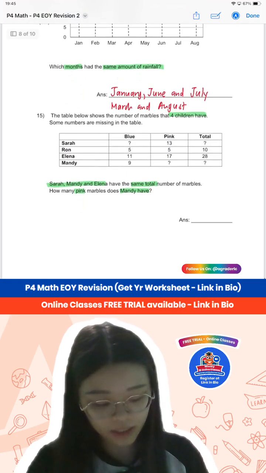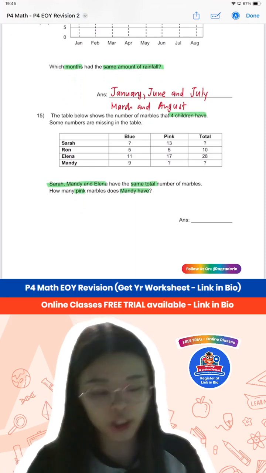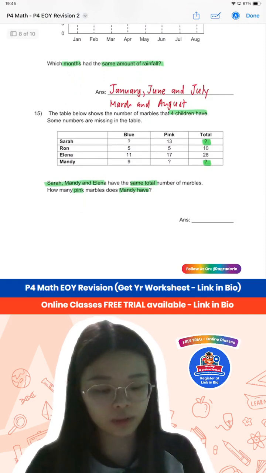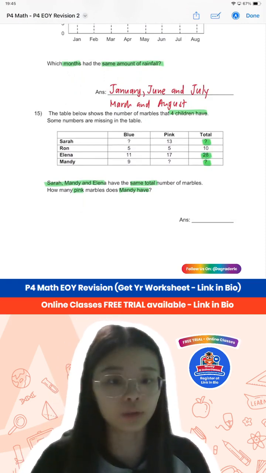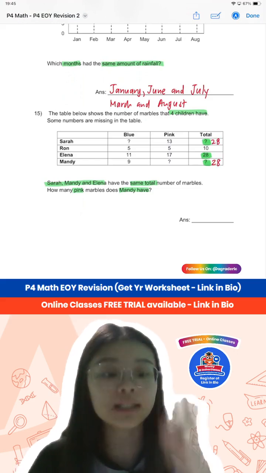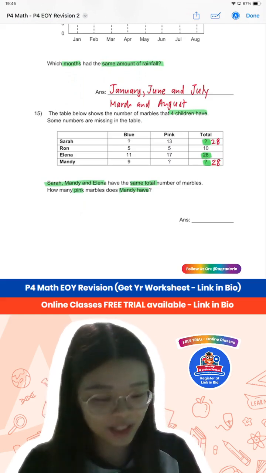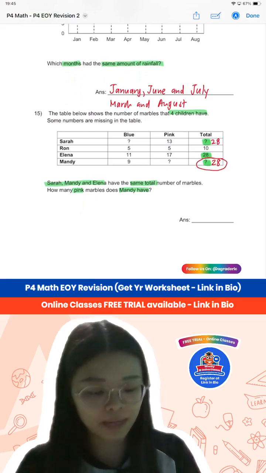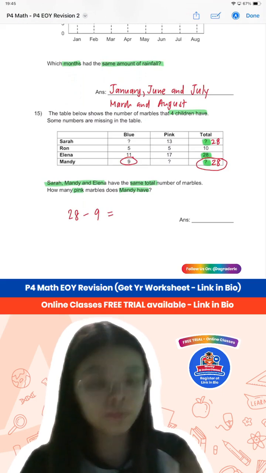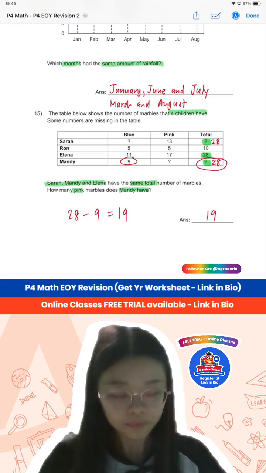Okay, so here we can take a look at our total. There's only one person here among the 3 friends mentioned that has a total. Sarah, no total. Mandy, no total. Elena has a total. So now we can fill in. Sarah and Mandy have the same, so 28. So actually this question is super easy. How many pink marbles? We just take 28 minus the blue marbles. So 28 minus blue, which is what all of you said. 19. Okay, so Mandy 19.